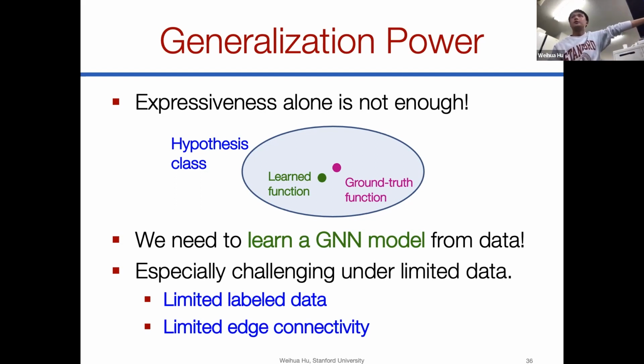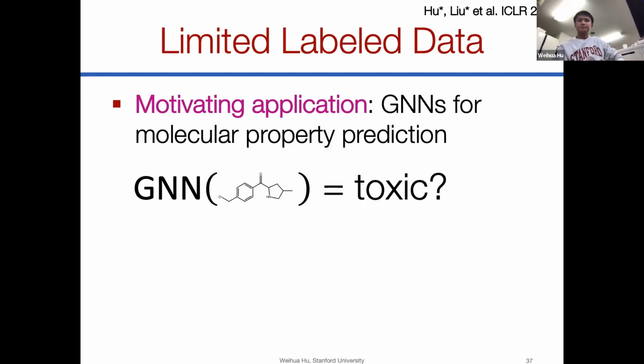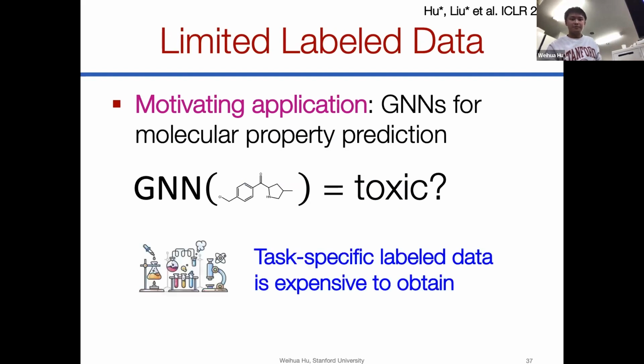Here I'm going to talk about two challenging scenarios: limited label data and limited edge connectivity. We're going to talk about how we can learn a good function from limited data. The first scenario we're going to consider is the limited label data scenario. The motivating application here is GNN applied to molecular property prediction. Given a molecular graph, we want to judge if it's, for example, toxic or not. For this kind of task, task-specific label data is really expensive to obtain. For each different toxicity type, we need to gather training data, train the model, and test performance. And this training data is really expensive.